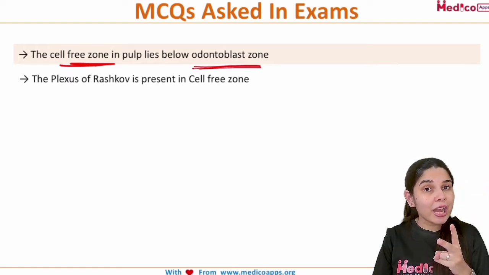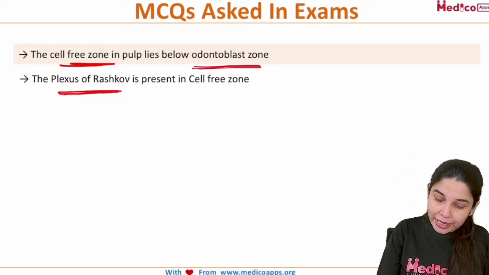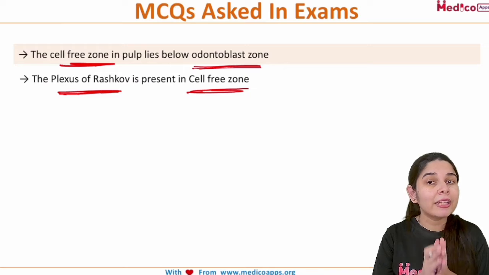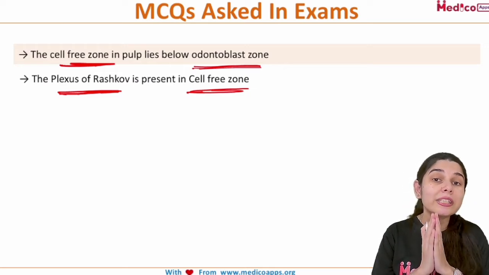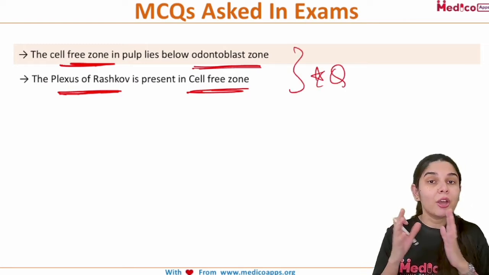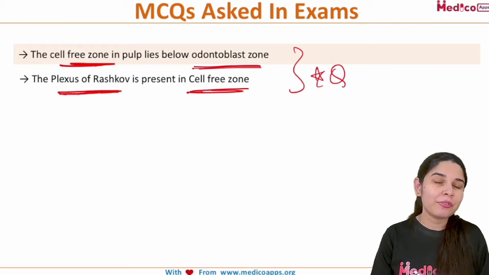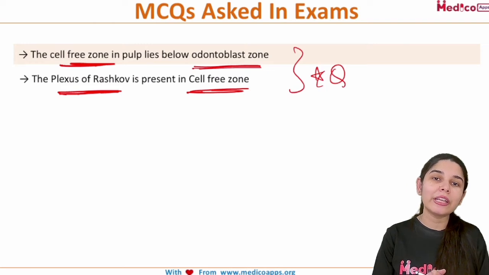And the second question I have also told you before is that the plexus of Raschkow is present in which zone? Automatically, where there is no cell, only a network of nerves is present. That is your cell-free zone. So I hope you remember both of these questions and the entire zones of pulp. And if a question is framed to you, you can easily resolve the MCQ or you can even write the short note question.